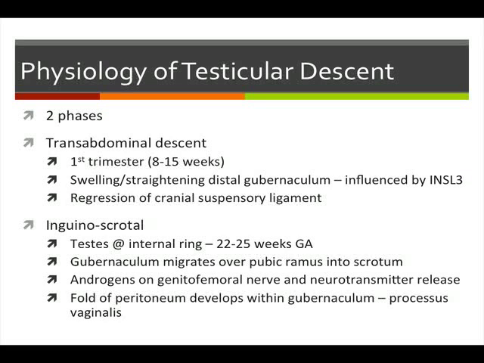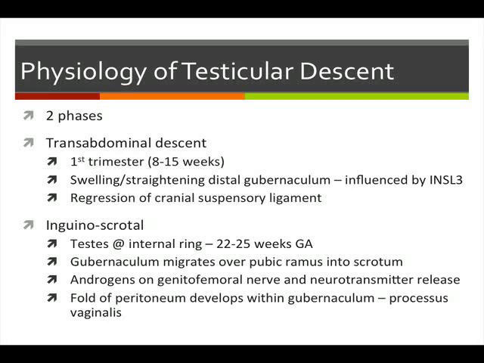In terms of the physiology of normal testicular descent, it really happens over two phases. You have your transabdominal descent and your inguinal scrotal descent. Transabdominal typically happens between 8 and 15 weeks gestational age. In terms of the studies, they basically say that there's a swelling and a straightening of the distal gubernaculum, and that's assisted by this insulin-like 3 peptide. You also get regression of the cranial suspensory ligament attached to the top part of the testicle.